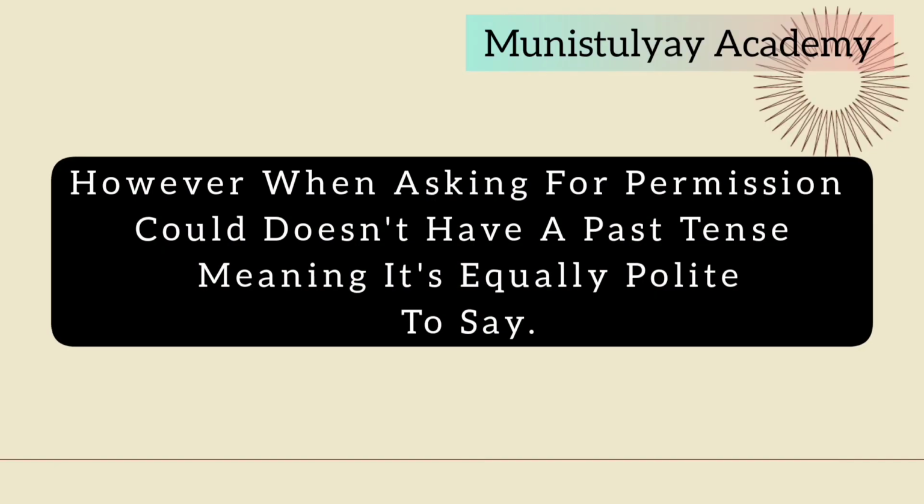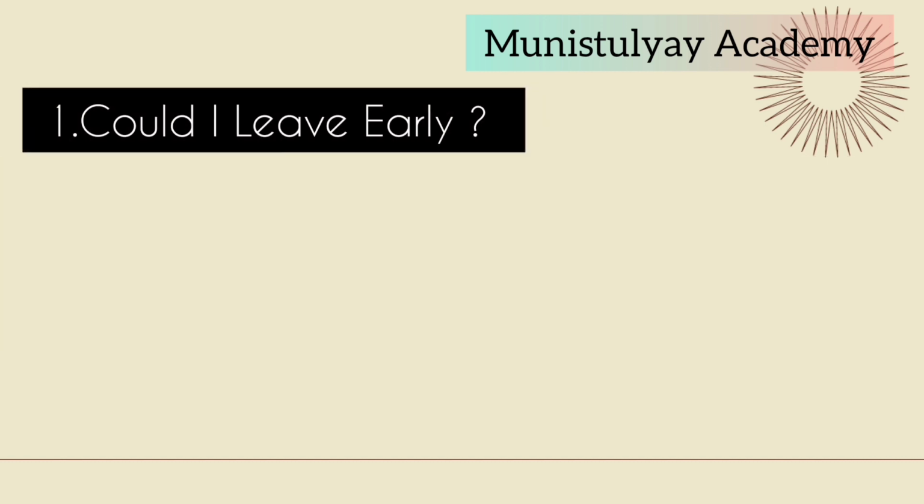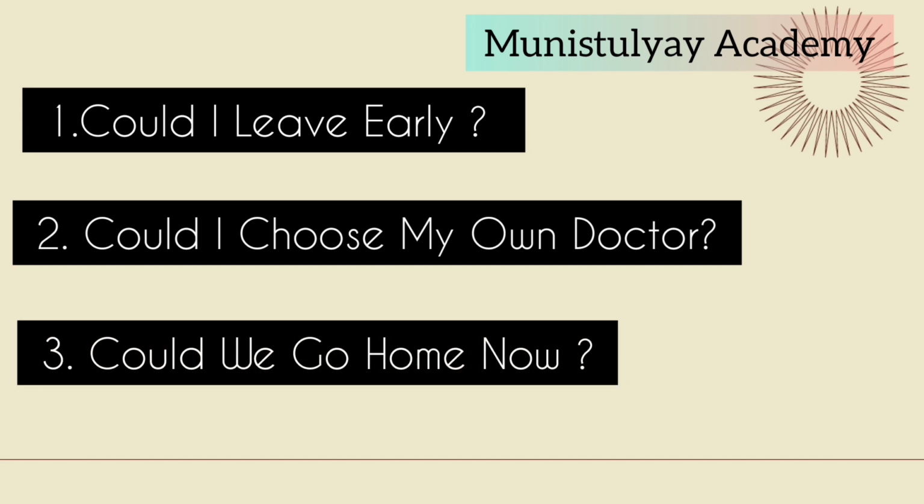However, when asking for permission, could does not have a past tense meaning. It is equally polite to say, could I leave early? In this sentence, could is used with a subject to ask for permission, and it's a formal way. The other example of could is, could I choose my own doctor? And again, it's a formal way of sentence. The next one is, could we go home now? In this sentence, it's a formal way of sentence.